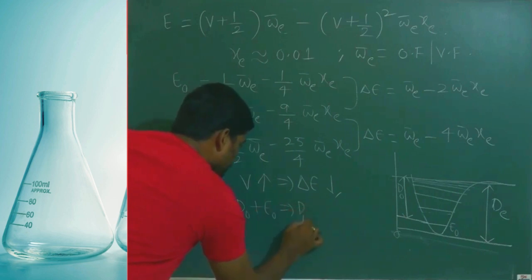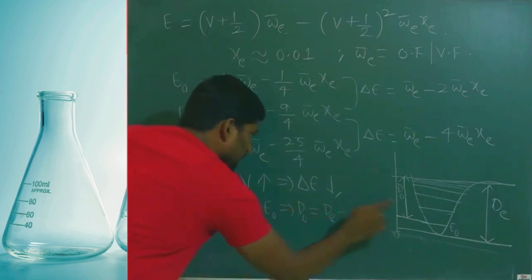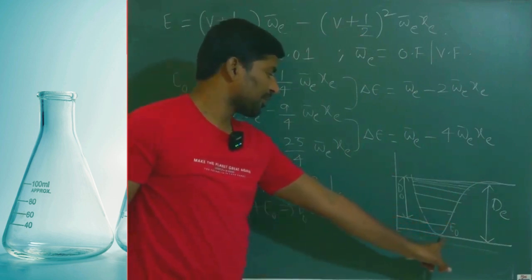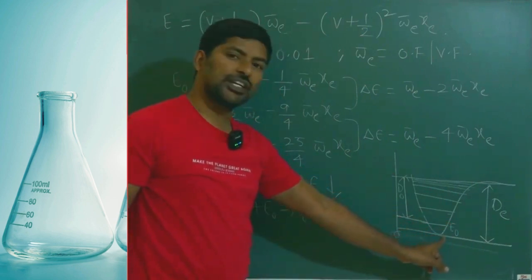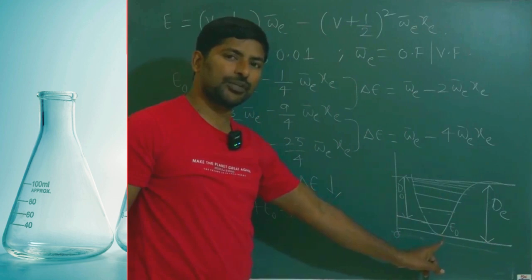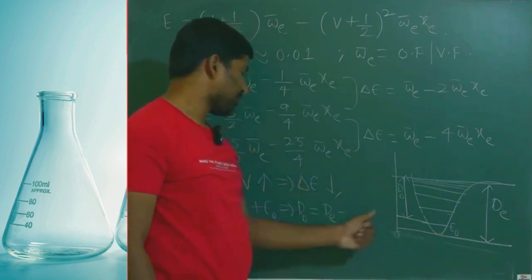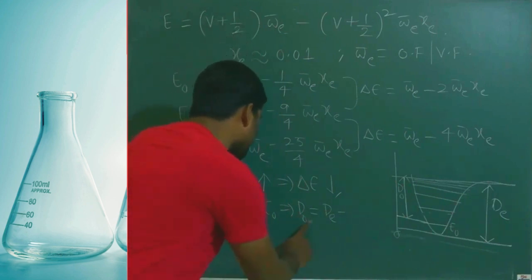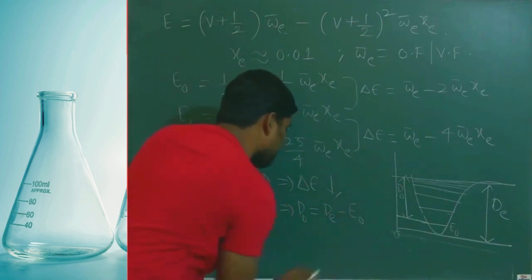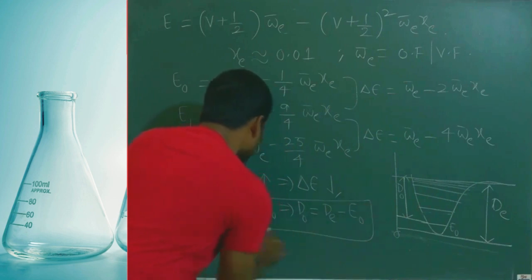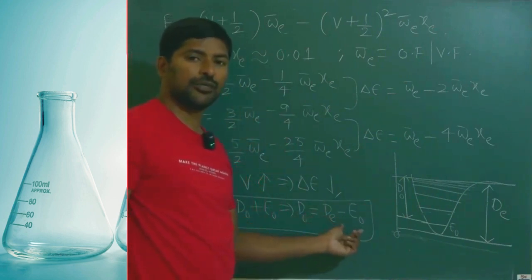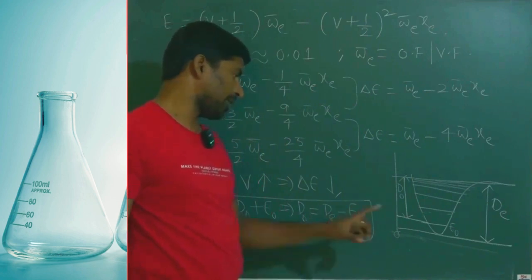So the actual ground state energy is measured with respect to the potential energy minimum, and with respect to the well depth we have to take. D naught means with respect to zero point energy. So D naught is equal to De minus E naught. E naught is nothing but the ground state energy. Okay, so out of these 3 parameters, 2 parameters may be given to you. They may ask you the third parameter.